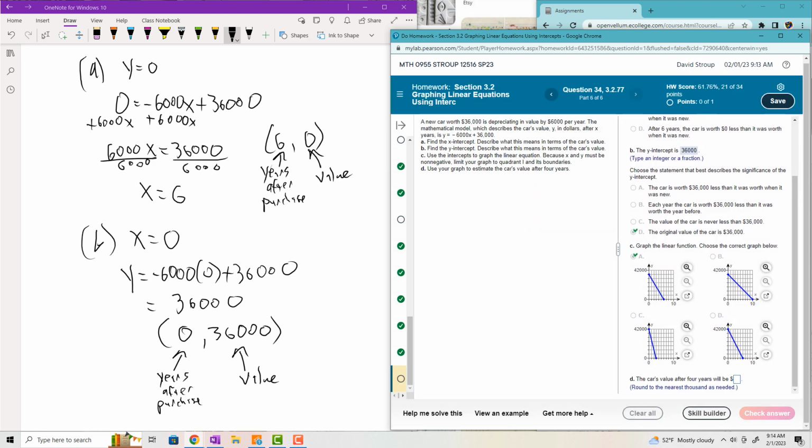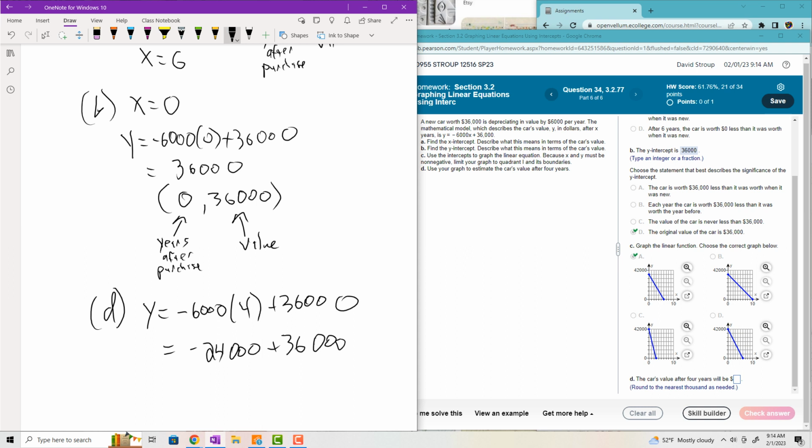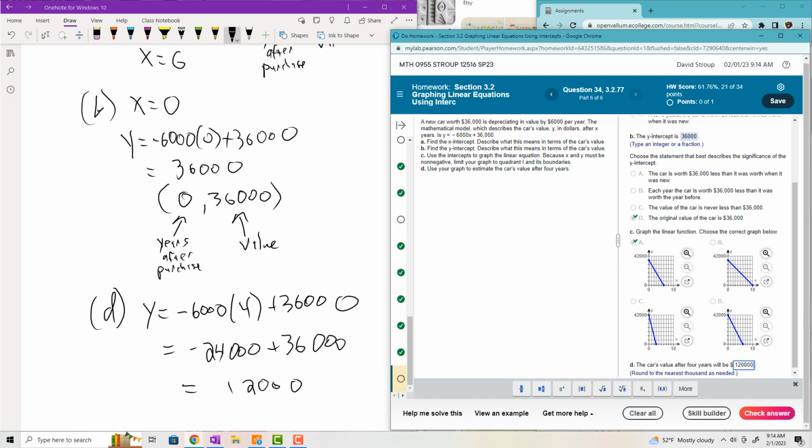Part D, the car's value after 4 years. For part D, I just use the formula. Maybe they want you to use the graph, but honestly, reading that little graph is kind of hard. So what I'm going to do is just plug in 4 for x, right? So it'd be negative 6,000 times 4 plus 36,000. So that'd be negative 24,000 plus 36,000, and that'll equal, looks like 12,000. So after 4 years, it's only worth 12 grand.